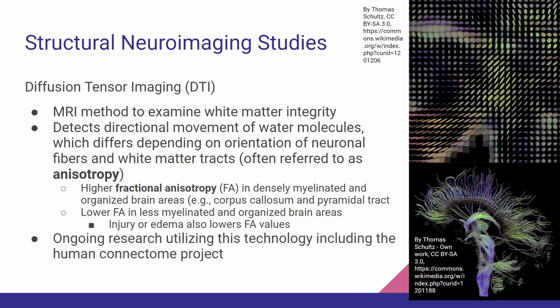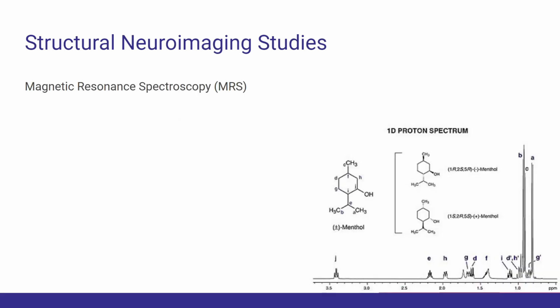There's ongoing research utilizing this technology, including the Human Connectome project. And you can look at the graphics on the right to see generally what these images consist of. And this technique tends to produce very striking images of these white matter tracts. The next technique we're going to talk about is magnetic resonance spectroscopy, or MRS.